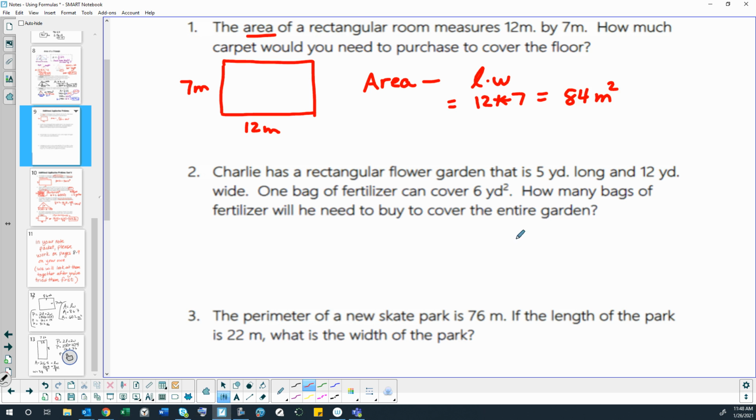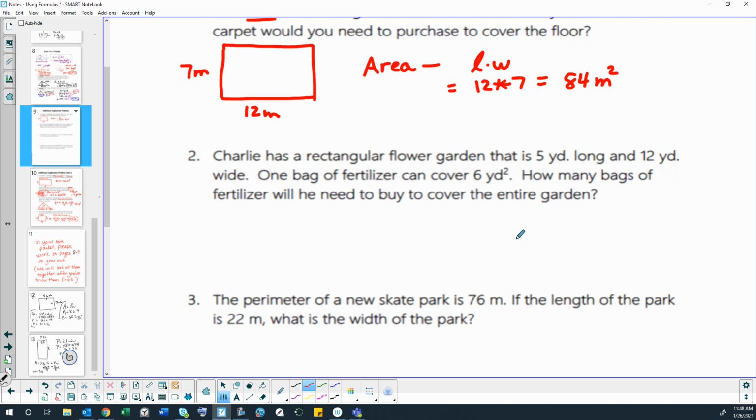Okay, Charlie has a rectangular flower garden that is 5 yards long and 12 yards wide. Usually we consider length the long one and width the shorter one, but it doesn't have to be. It just means it has 2 dimensions, and one dimension is 5 and the other is 12. It doesn't matter that they used length and width in the opposite way of what I would have done. It's not a big deal.